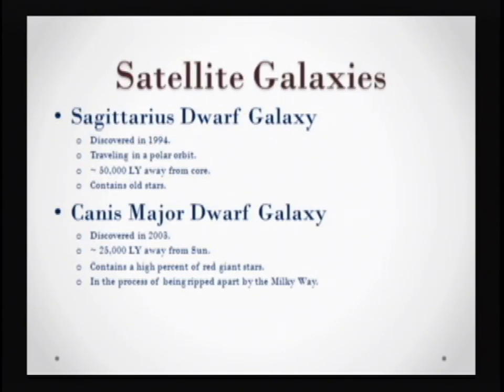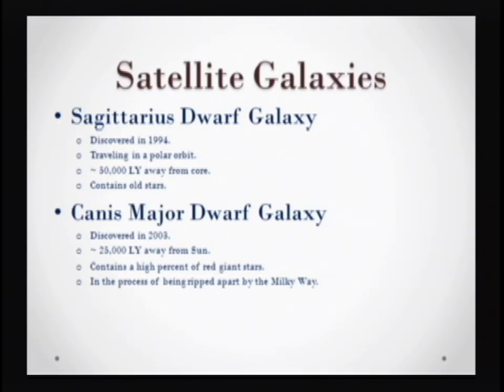Now, we do have two satellite galaxies. The satellite galaxies are galaxies that are going around the common center of mass within our galaxy. And so they're kind of attached to us. And a lot of times, they are dwarf elliptical galaxies. And so we've got Sagittarius, which was discovered in 1994. Notice, guys, 1994. It's very small, and it was really hard to spot. It's traveling in a polar orbit. And it's about 50,000 light years away from the core, so that means it's further out than we are. And it contains very old stars.